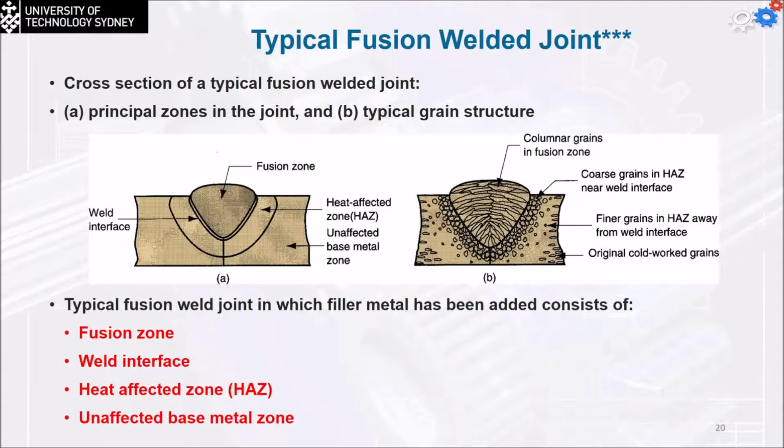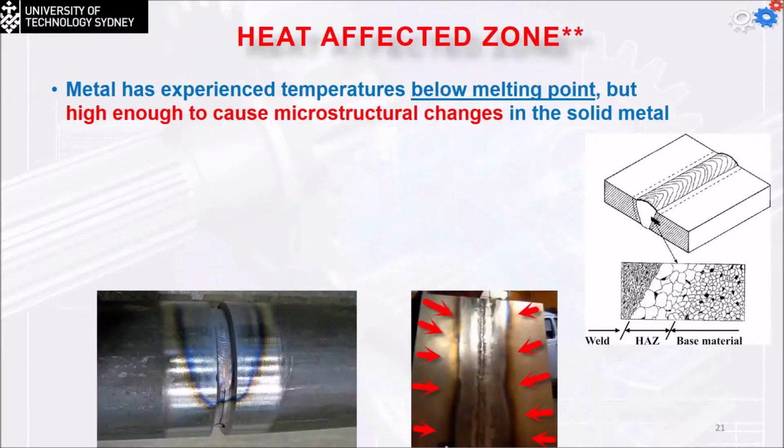Now, the heat affected zone, if you have ever seen a welded part, is what you can see around it, a burned area. So the definition of the heat affected zone, which has 2 stars, is a metal which has experienced a temperature below the melting point, but high enough to cause microstructural changes in the solid metal. You can write it down as you remember it. You don't have to say exactly the same words. You just say that the area which has been exposed to a high temperature, enough to change the microstructure, but without melting it.